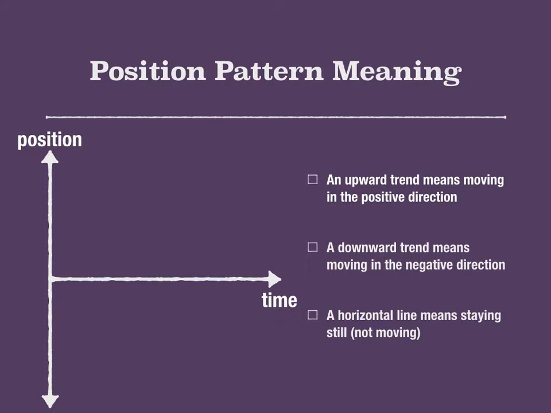One pattern you might notice is an upward trend in your position graph. In this case, you know that whatever is moving is going in the positive direction. You can see here that something started with a negative position, but what matters is that because it's moving upwards, it is moving in the positive direction. Just like this, a downward trend, regardless of where it is on the graph, tells us that something is moving in the negative direction. And lastly, a horizontal line means that something is staying still because it's at a position and its position is not moving as time passes.